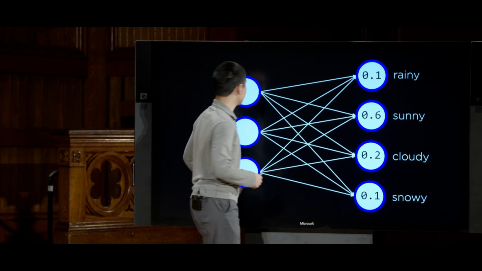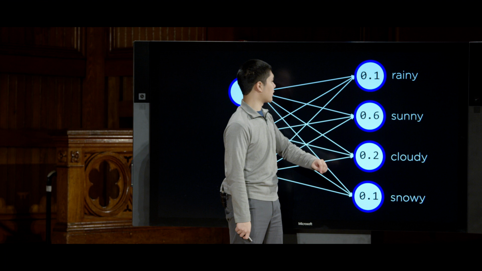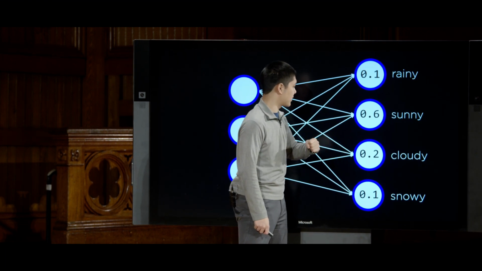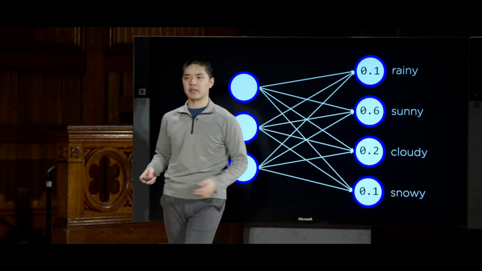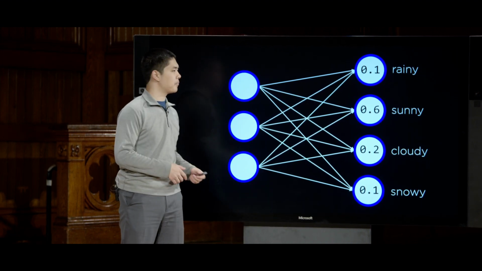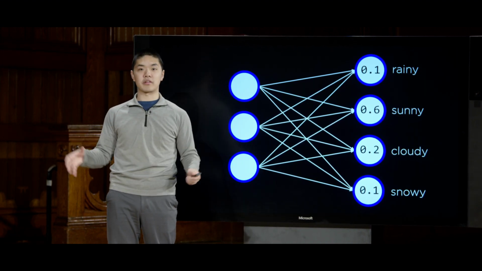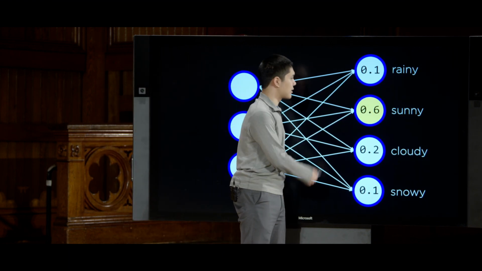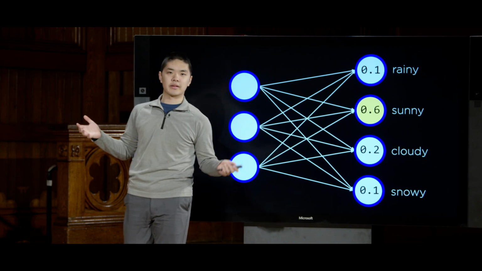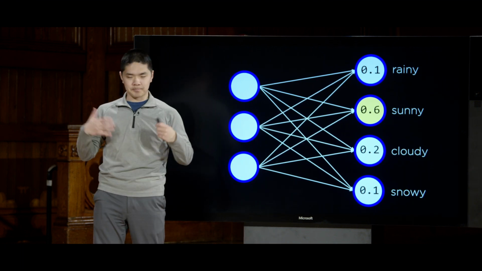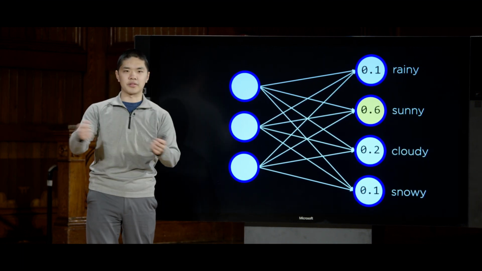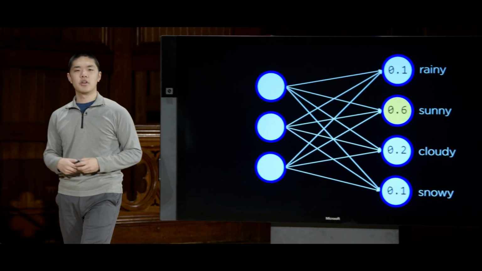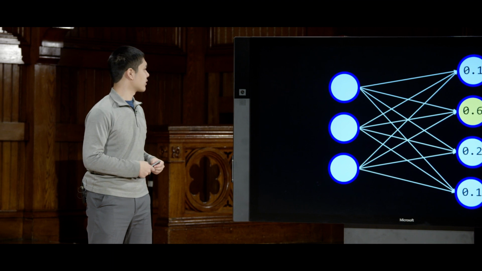So here we're saying that based on the inputs, we think there is a 10% chance that it's raining, a 60% chance that it's sunny, a 20% chance that it's cloudy, a 10% chance that it's snowy. And given that output, if these represent a probability distribution, then you could just pick whichever one has the highest value, in this case sunny, and say that most likely this categorization of inputs means that the output should be sunny, and that is what we would expect the weather to be in this particular instance.